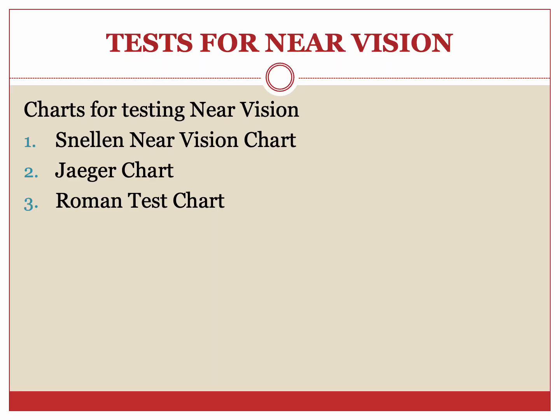So till now we have learned about distant vision and tests for distant vision. Now we'll learn about how to check for near vision. So to check for near vision, we have tests like the Snellen near vision chart, Jaeger's chart, and Roman test chart. So what are these things? We will learn right in the next slide.